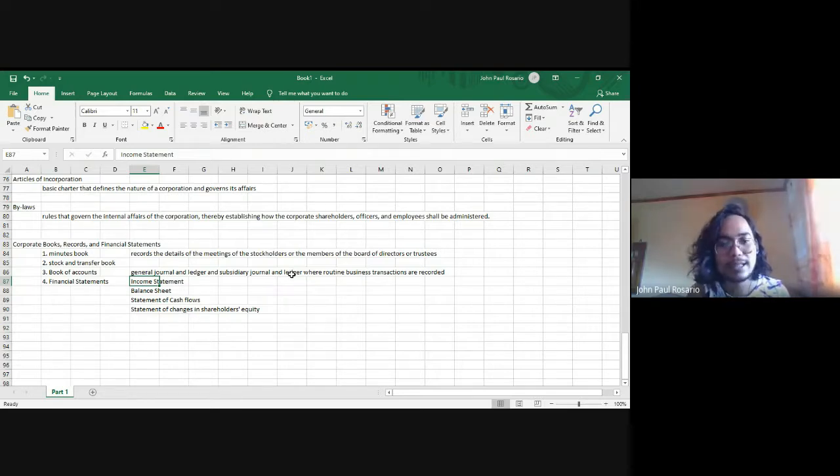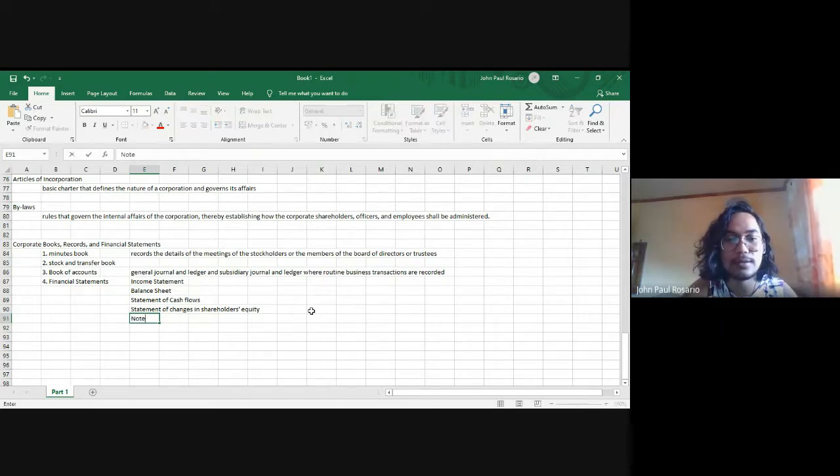Lastly, the financial statements. We are already familiar with the four basic components, which include the income statement, the balance sheet, the statement of cash flows, and the statement of changes in shareholders' equity. Now, in a corporation, there is an additional component, which is the notes to financial statements.